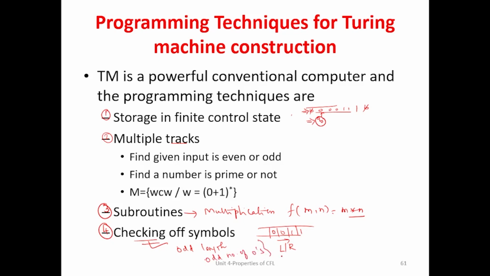So for that situation, we only move to the right direction. So it's not necessary to move to the left direction. So in these 4 methods, the programming techniques can be implemented for the construction of Turing machine.